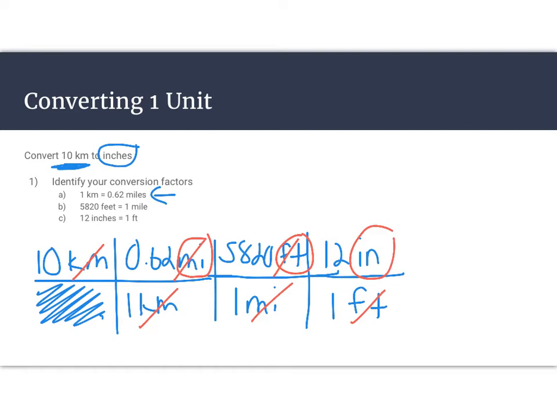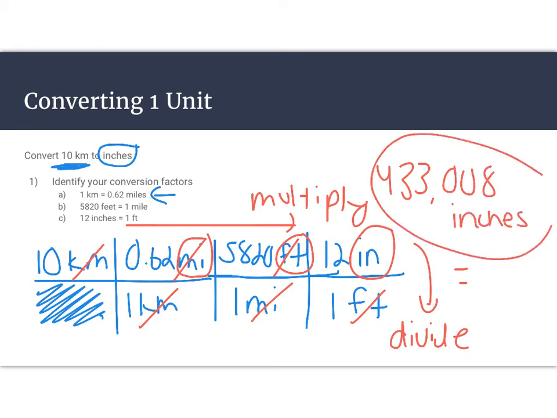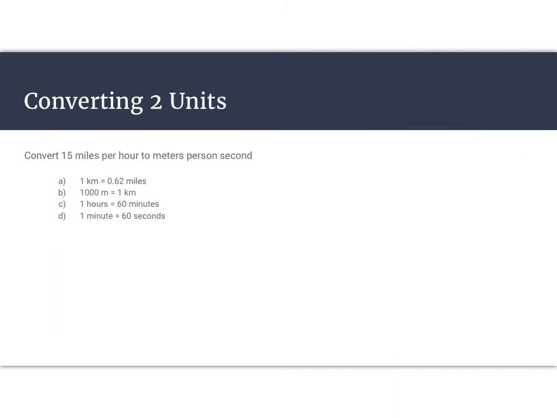So remember, as I'm going across, I am multiplying. And my top and bottom, I'm going to divide. Now in this case, I only have ones down here, so I don't need to really worry about it. So I'm going to multiply all of those out and get a pretty large number. So 433,000, and my units are inches. Cool. Let's try a little bit harder one.